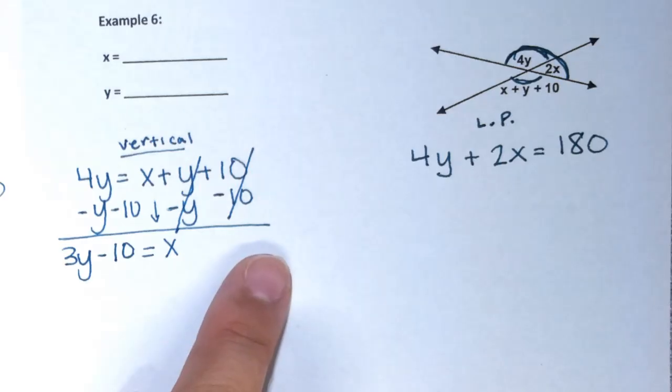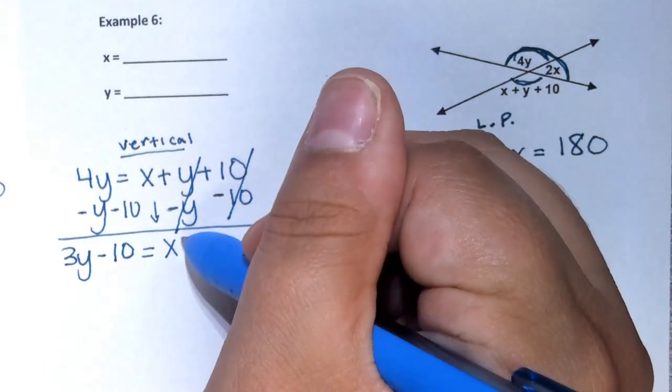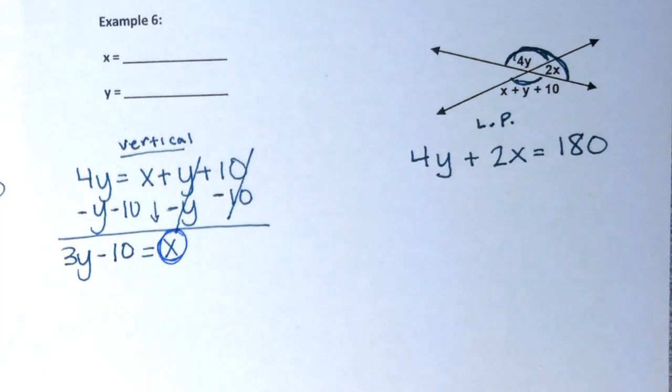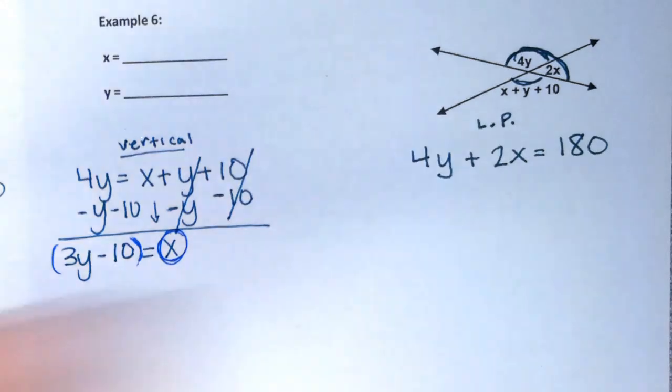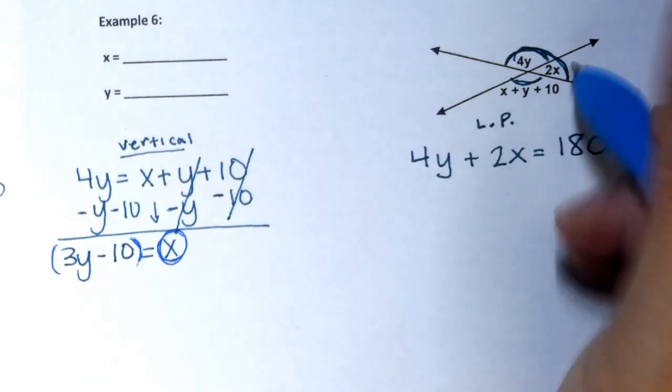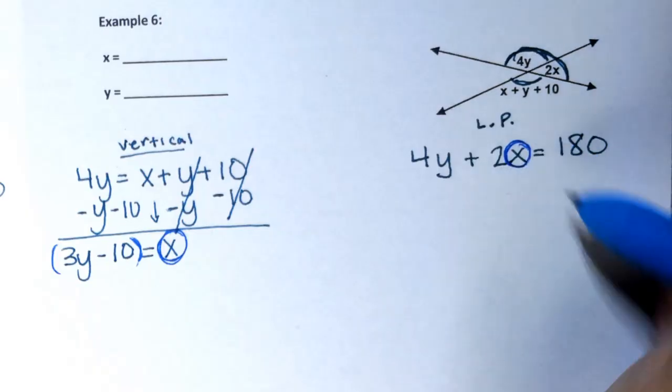Did anybody have a question? Yeah. No? Okay. So, everybody, circle your x. I have x by itself. What does x equal? I'm going to put that in parentheses. And here's why I do that. This is just a tool for me. You don't have to. But on the other equation, circle x.